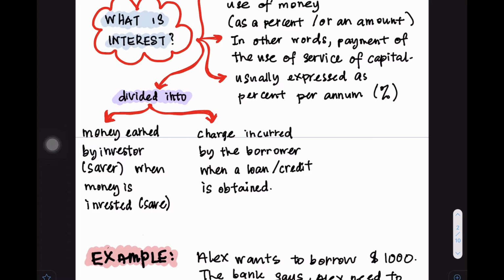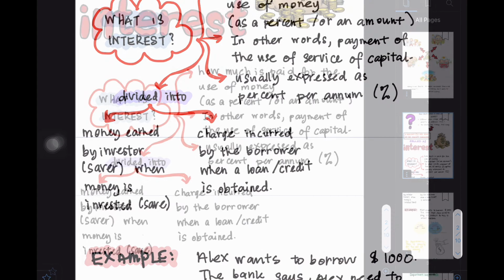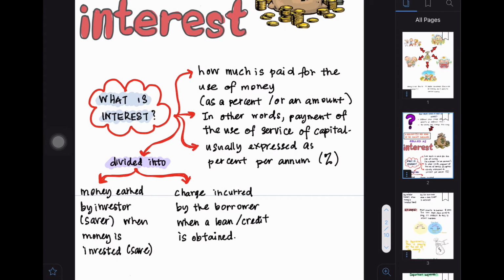Maksudnya, awak melabur duit ke dalam bank, so at the end of the year, dekat hujung tahun, awak akan dapat certain amount because awak melabur duit. Seolah-olah bank pinjam awak punya duit, dan at the end of the year, bank akan bayar balik duit awak tambah dengan berapa jumlah interest yang dia akan bayar extra kepada awak kerana dia pinjam duit awak. The other thing is the charge incurred by the borrower when a loan or credit is obtained. Maksudnya charge yang dikenakan oleh pemberi pinjam kepada awak bila dia meminjamkan awak duit.